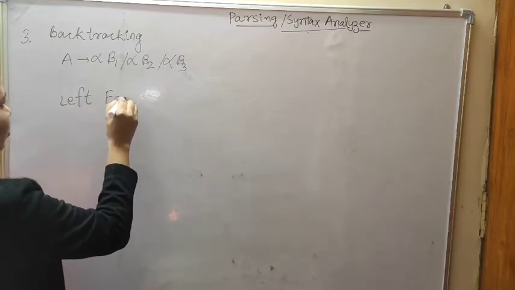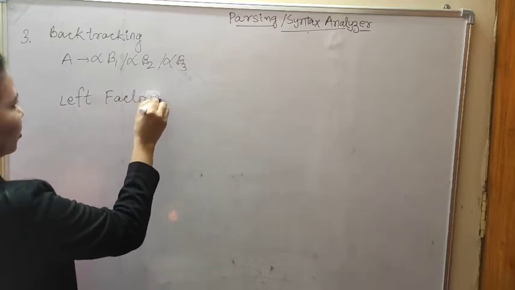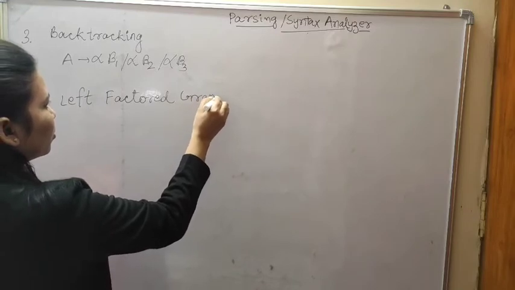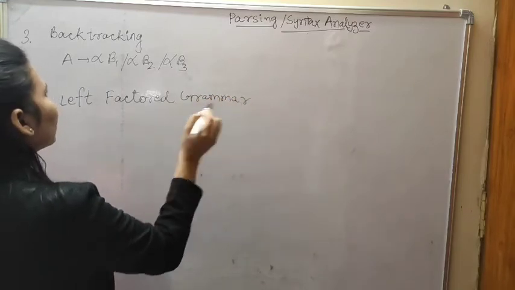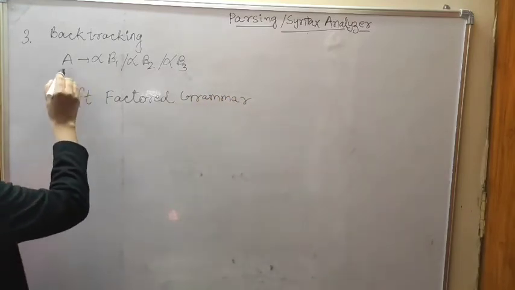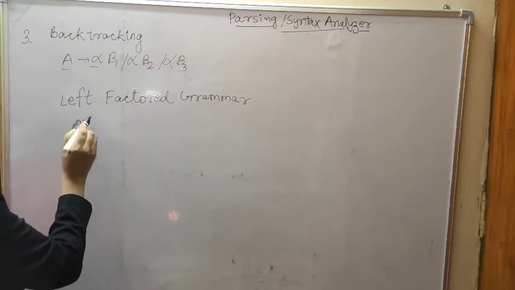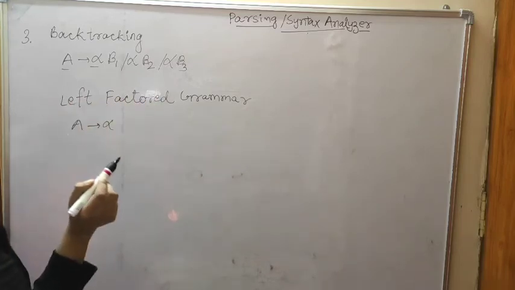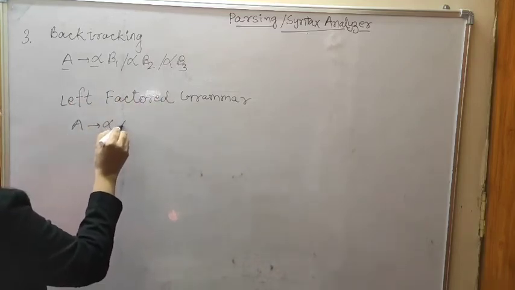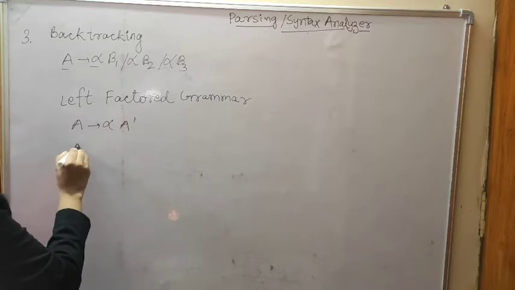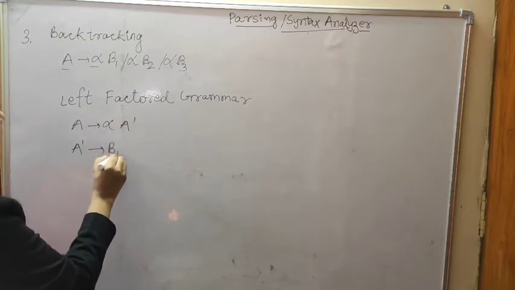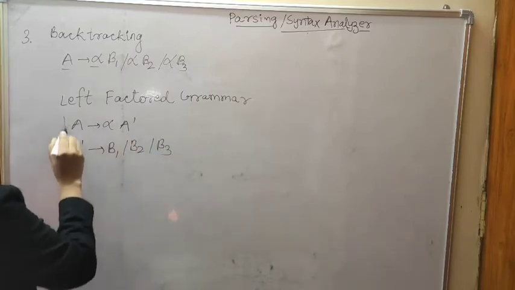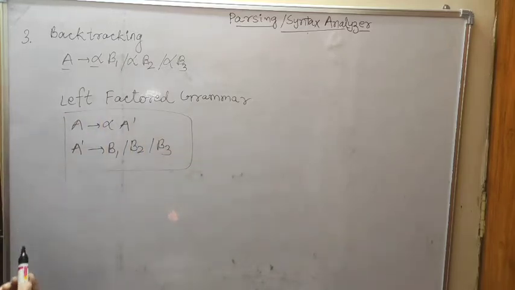Left factored grammar. How will we eliminate it? First we will write A goes to alpha A dash, because alpha is the same in every place. And this A dash will go to beta 1, beta 2 and beta 3 simply. So this is called a left factored grammar.